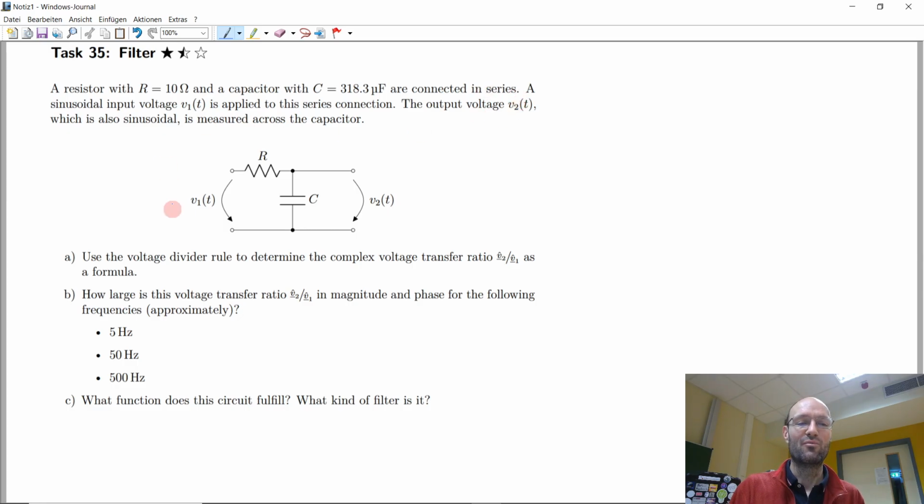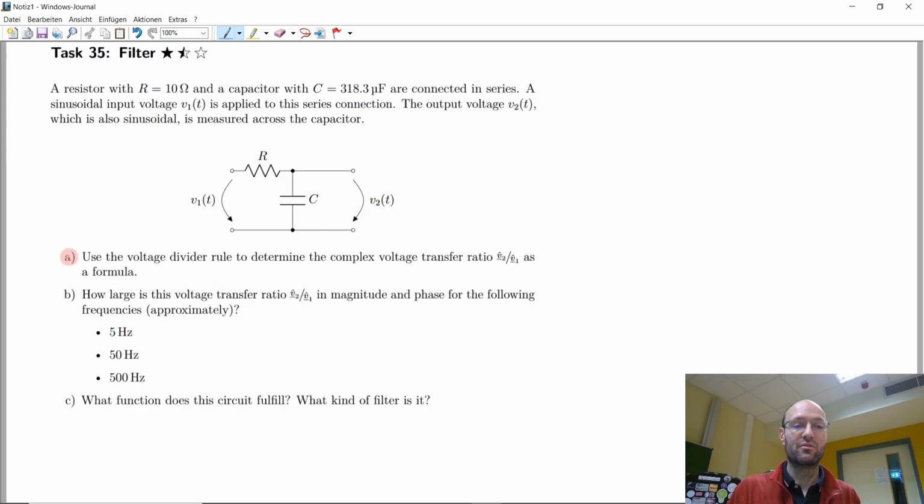And so we apply some sinusoidal voltage at the input, and then we measure the output voltage. And if this is a linear resistor, and if this is a linear capacitor, then the output voltage will also be sinusoidal. It might have a different amplitude, of course. It might have a different phase angle, but in general, it will also be a sinusoidal output voltage, with the same frequency, different amplitude, different phase.